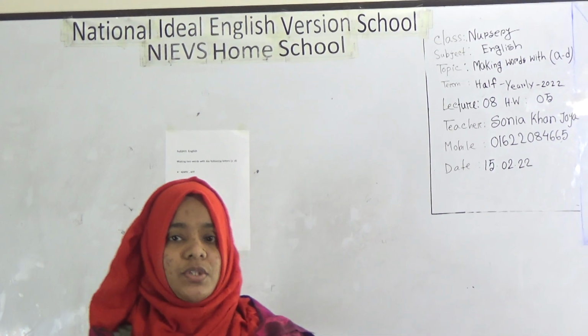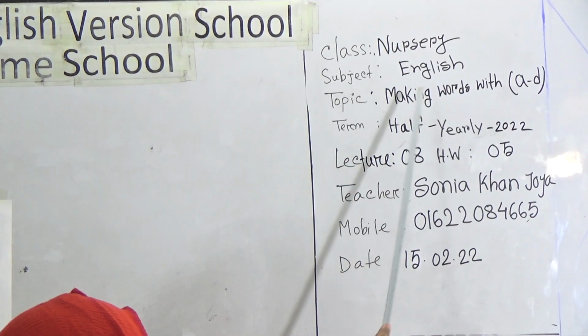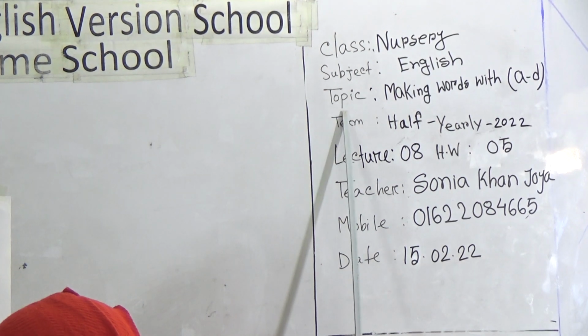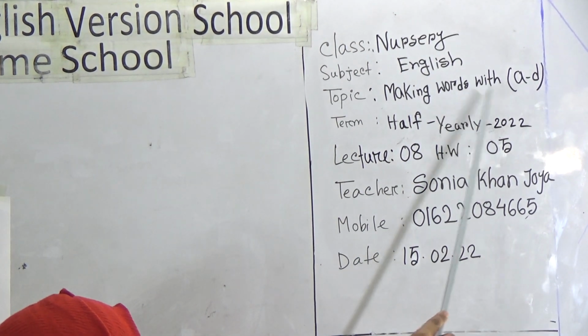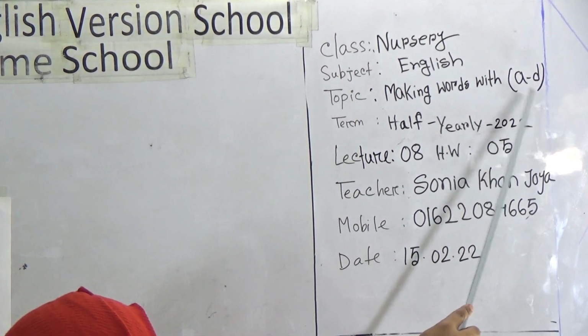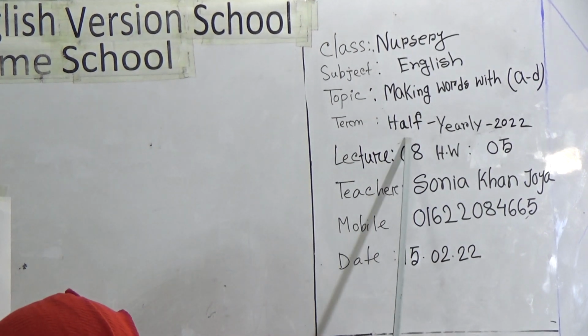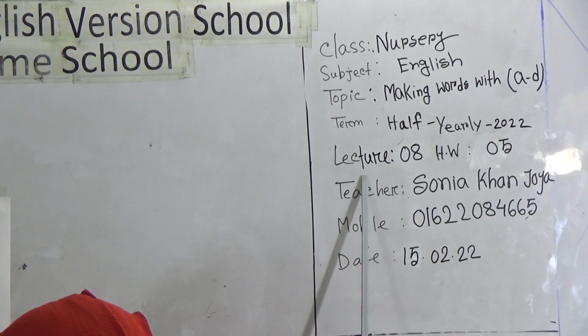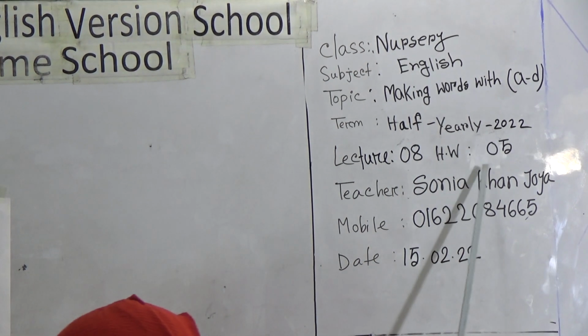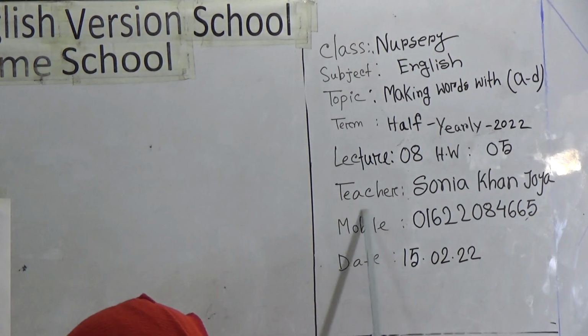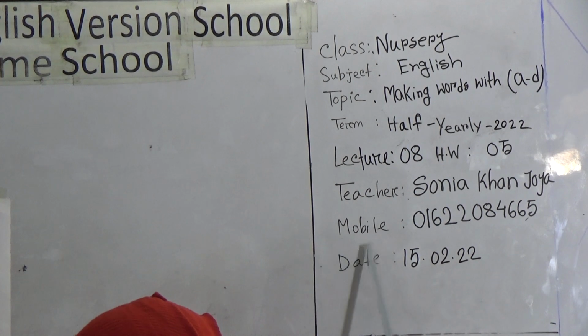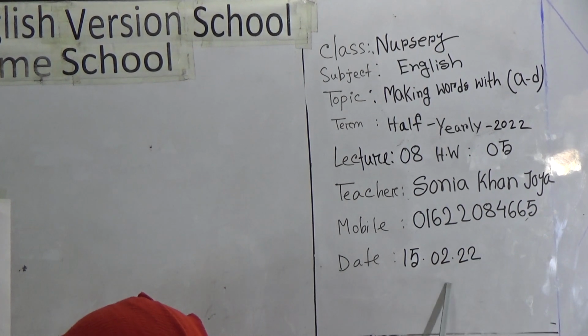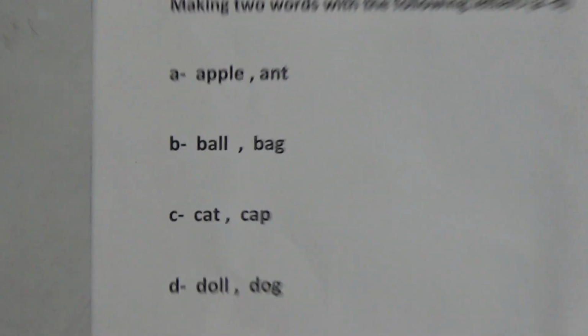Look at the board, my dear students. This is class nursery, your subject English, your topic making words with A to D, your term half yearly 2022, your lecture number 8 and your homework number 5. And this is your teacher's name, Sonia Joya. This is my mobile number and this is today's date. So my students, let's start our today's topic.